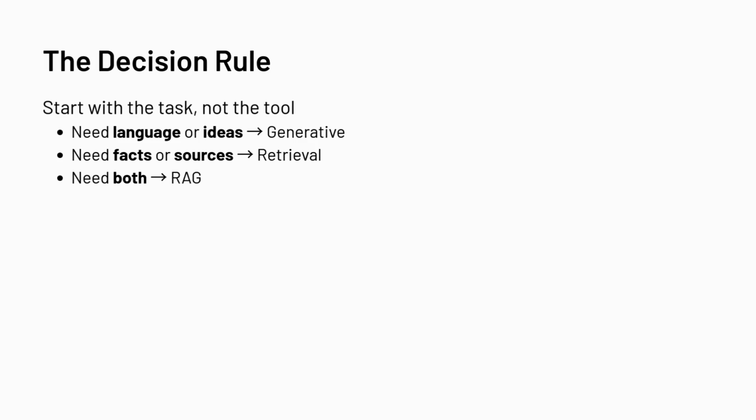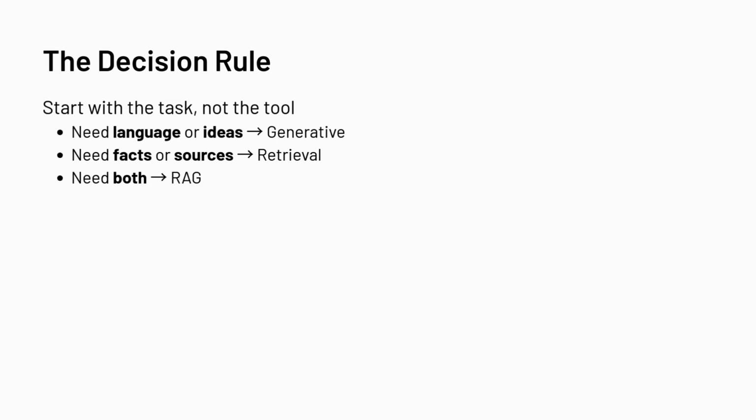When people get frustrated with AI, it's usually not because the tool is bad, it's because they started with the tool instead of the task. So, this is the rule I want you to remember: start with the task, not the tool. Before you open anything, ask yourself, what do I actually need right now? If what you need is language or ideas, like brainstorming, drafting, revising, or rewording something, that's when a generative AI makes sense. Large language models are very good at producing plausible, fluent text. They're helping you think through language.